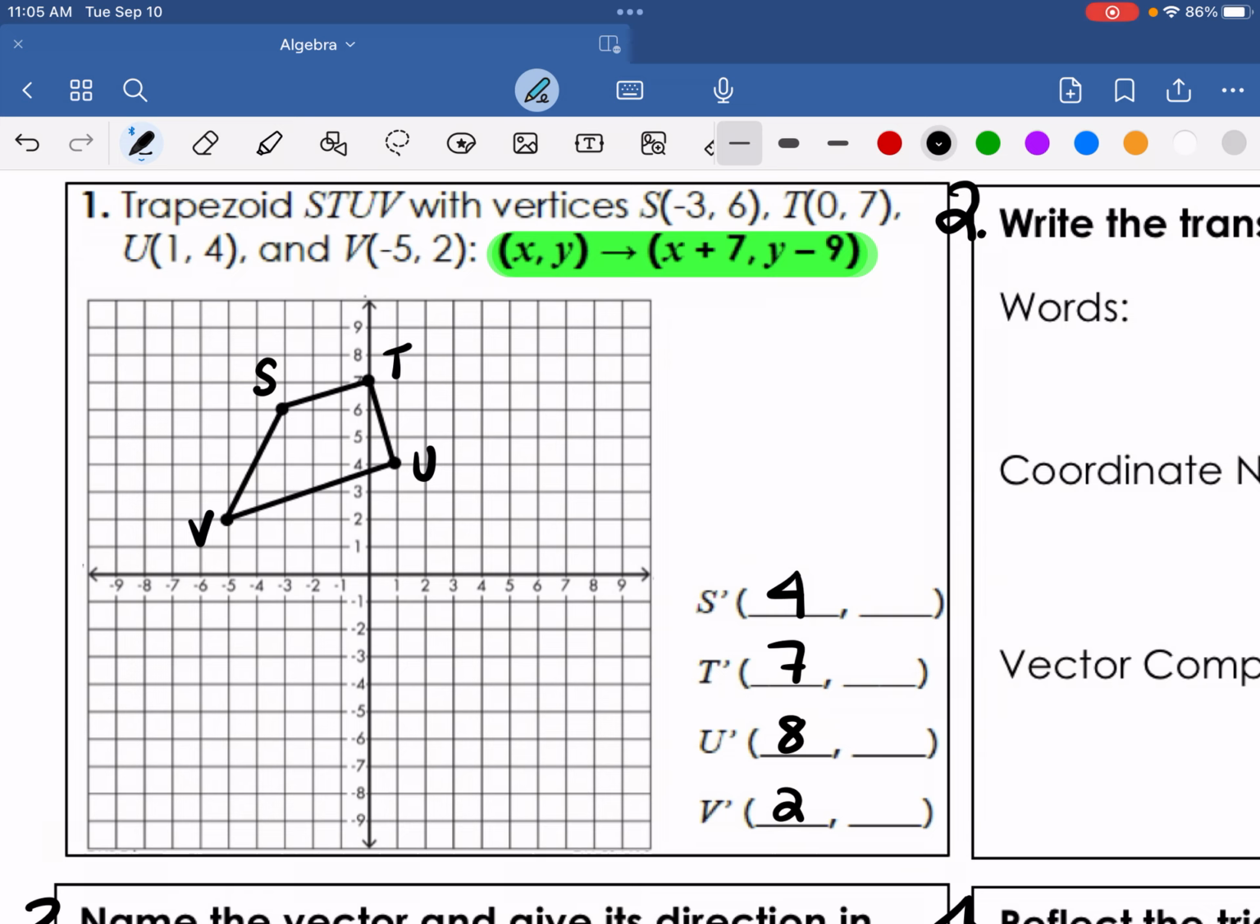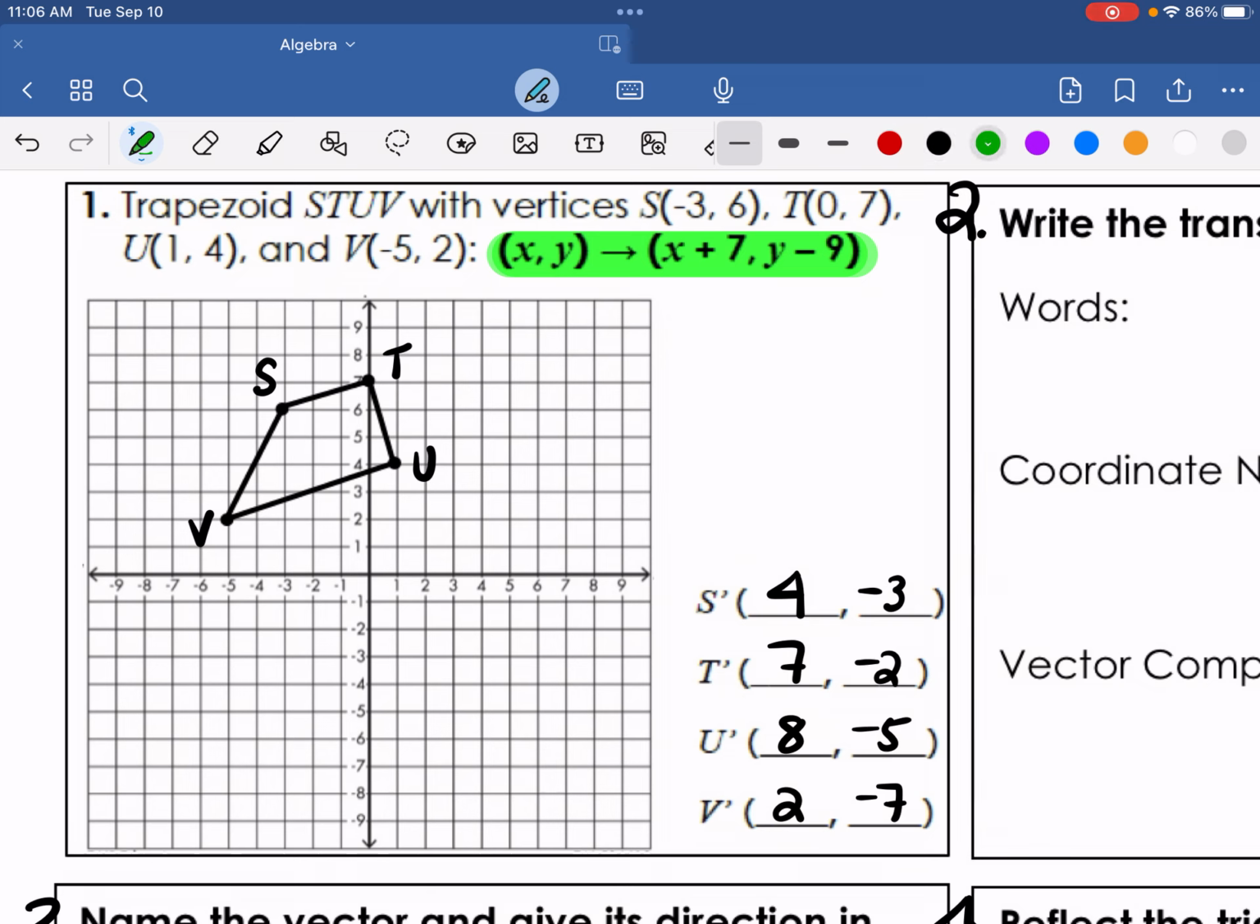Then for the y coordinate, I'm going to subtract 9 because they're all going to move down 9. So 6 minus 9 is negative 3. 7 minus 9 is negative 2. 4 minus 9 is negative 5. And 2 minus 9 is negative 7. And now you can plot your new coordinates and be done.